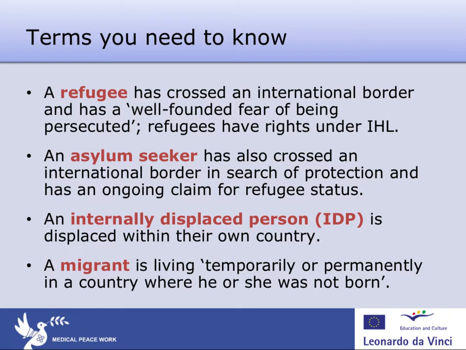Internally displaced people are people who are displaced within their own country, and then a migrant is an individual who voluntarily left their homeland for a better life or for work, but typically that's voluntary.